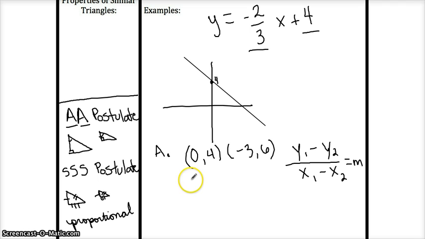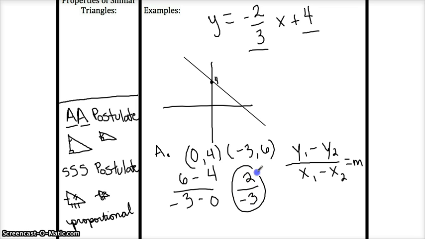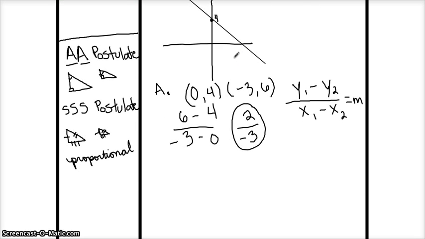All right, hopefully you plugged this in, and you did. The blue boxes would be 6 take away 4 over -3 take away 0, and you'd get 2 over -3, or -2/3, which is right because we found this is our slope, and we know that this was our slope just by looking at the equation.